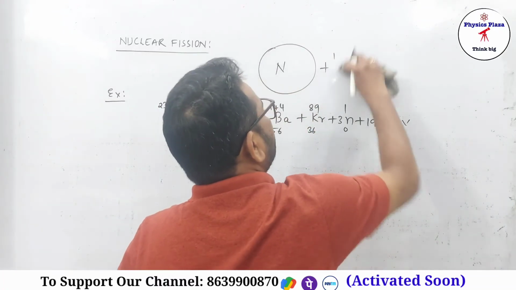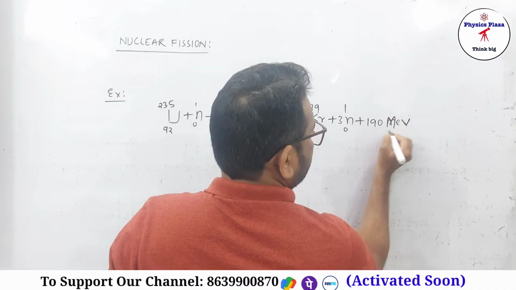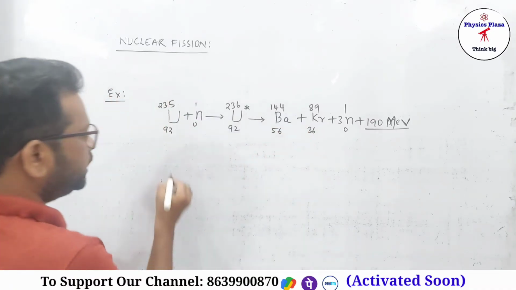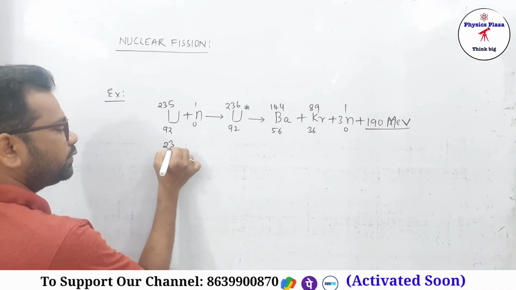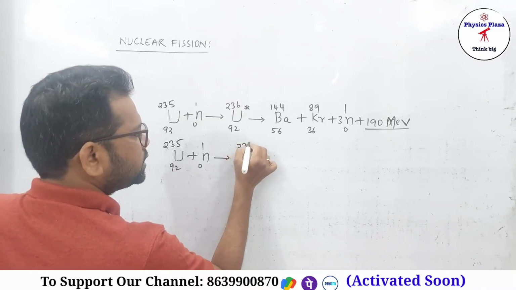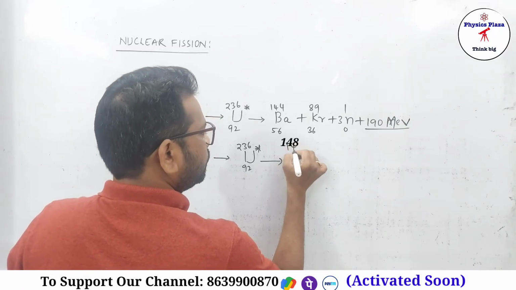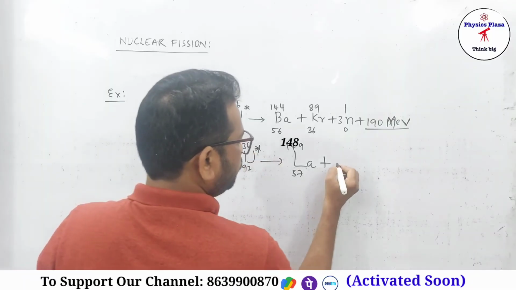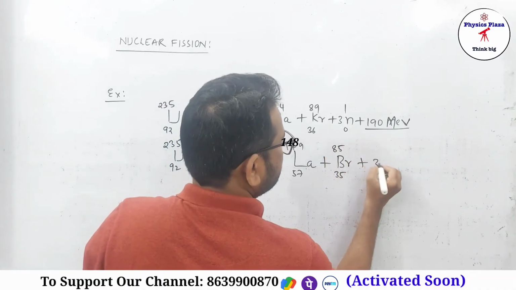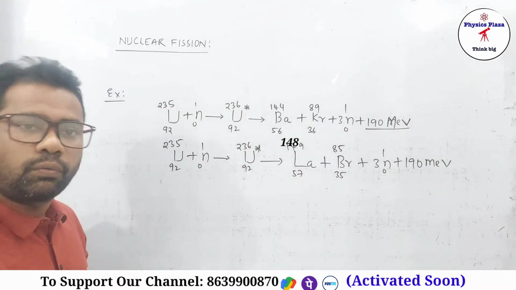In the exam they'll ask you a question: how much amount of energy is released in each nuclear fission? 190 mega electron volt is released. Children, it is not compulsory that uranium always decays into barium and krypton. It is also possible that 92-235 absorbs one slow neutron, becomes more unstable, and converts into lanthanum 57-149 plus bromine 35-85 plus 3 neutrons, and here also 190 mega electron volt energy is released.